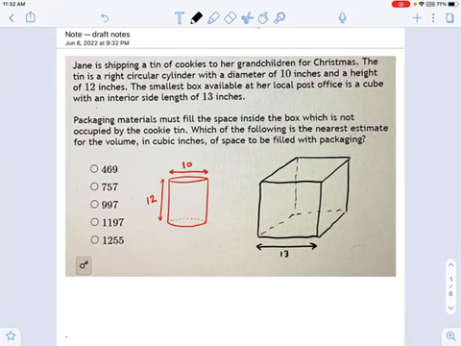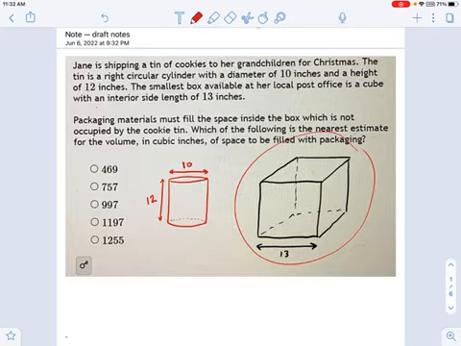So Jane is shipping a cylindrical tin of cookies to her grandchildren, and we've got the dimensions of that tin right here. And the smallest box that it'll fit into at the post office is this cube that is a little bit larger. It's 13 inches on one side. So we're going to have some dead space in the big box.